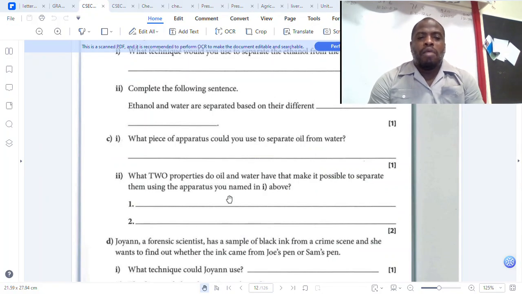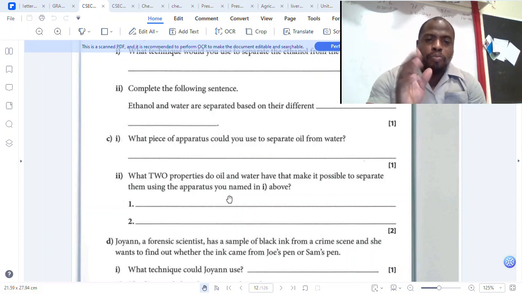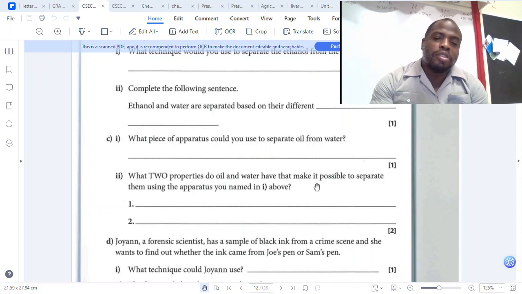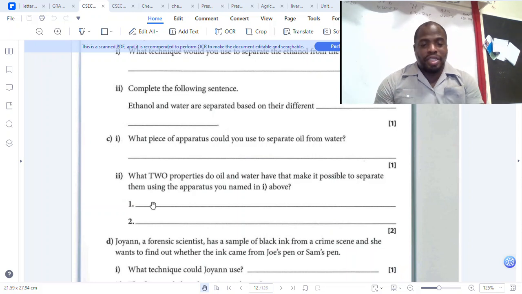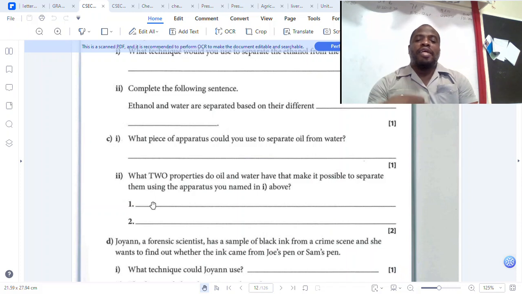So part 2 says, what two properties do oil and water have that make it possible to separate them using the apparatus you named in 1? So we are able to use the separating funnel because oil and water are considered to be immiscible. They do not mix. That's the first thing, right? The second thing, they have different densities. Both are considered to have different densities.